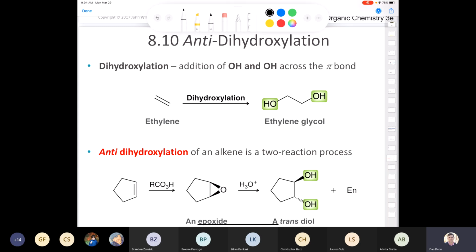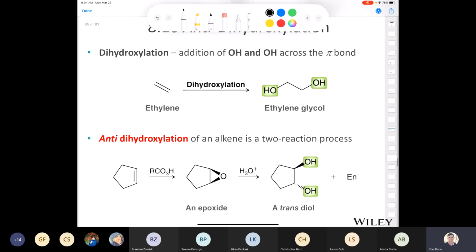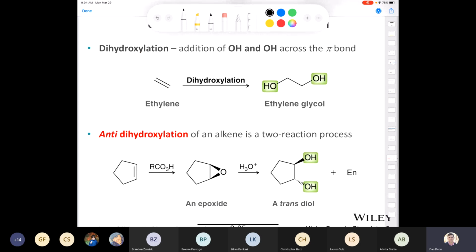So there's a lot of different ways, but I'm going to show you 2 ways. One way to do anti-dihydroxylation, right? Add the 2 hydroxyls on the opposite face of the molecule. And I'll show you a bunch of ways to do syn-dihydroxylation, but probably one of them is the one you'll gravitate towards the most.